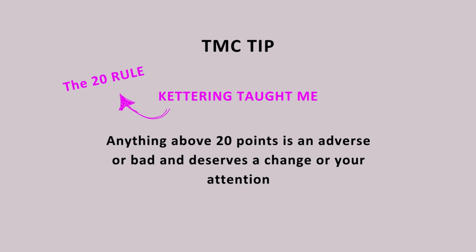Before we move on, the 20 rule. I want you to think about 20 points above normal. Anything 20 points above normal should always get your attention. So we're talking about respiratory rate, heart rate, anything above 20 should get your attention. And you'll see there's going to be a question in here that's going to have that, and it's going to get our attention.